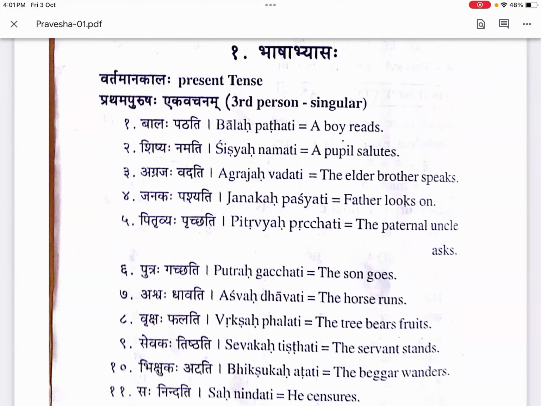Vartamana Kalaha is the present tense. What do we say next? Pra. Look. Pu and R and A. Pra. See, the R comes after the letter pra. Pu, R. So it will come as a line. Pra. Tha. Ma. Pu. Ru. Sha. Visarga. Prathama Purushaha. Okay.